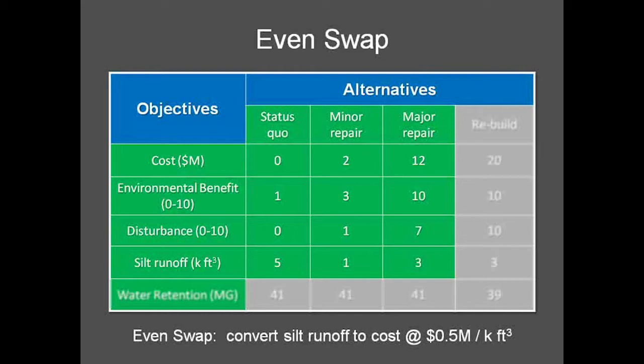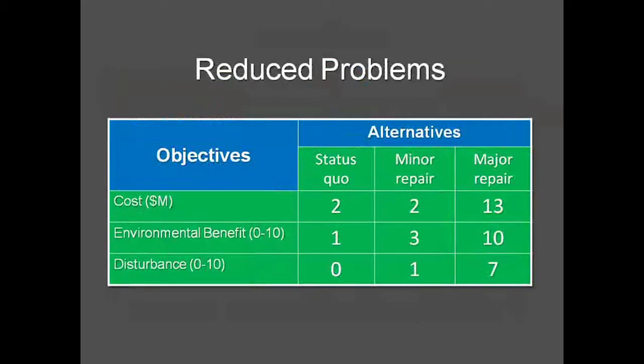We do the same thing with the major repair, and then all of the alternatives on the silt runoff objective have the exact same effect. So that's now an irrelevant objective. We can now eliminate the silt runoff objective from our problem. But we have to carry that even swap information in the cost objective, so the values for the cost objective will now be different. We now have a reduced problem. We've been able to reduce it by one alternative and by two objectives.